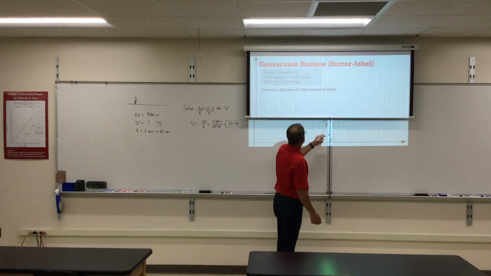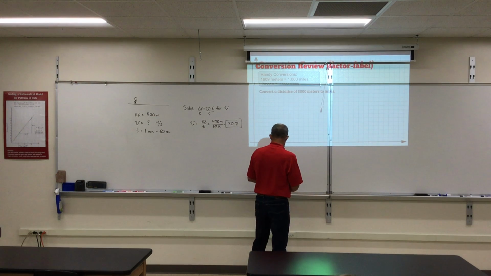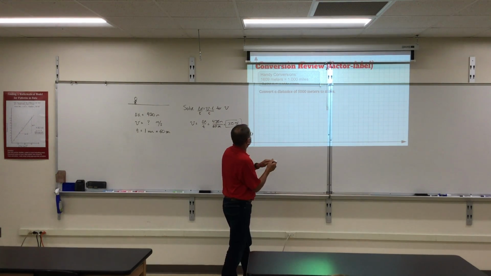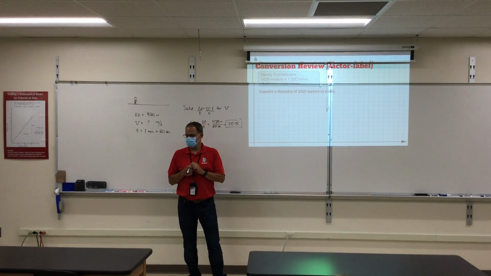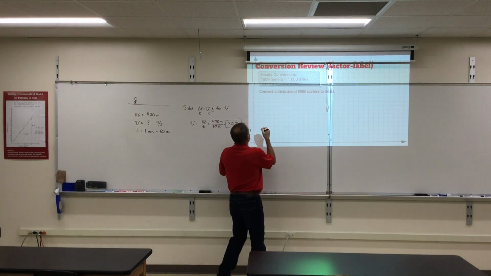And I'm going to do them right here. Okay? Just review factor later. So, high school cross-country course is 5,000 meters. Even the high school cross-country course is metric. 5,000 meters. How far is that?